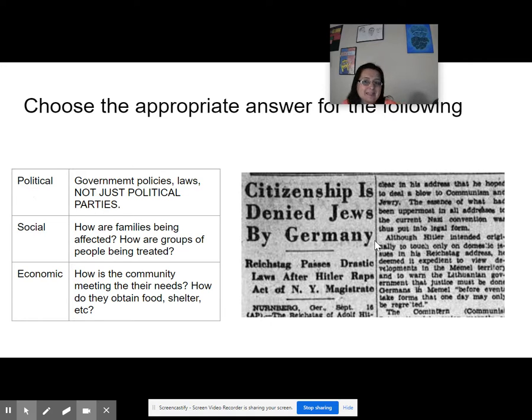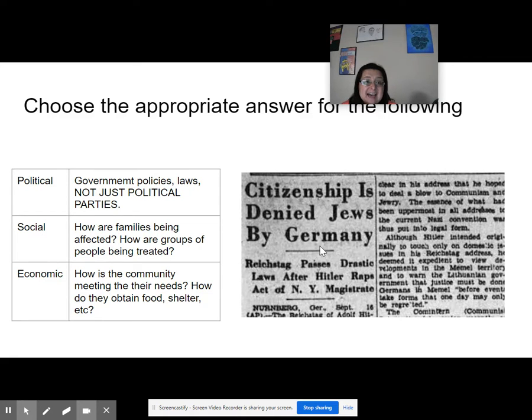Choose the appropriate answer for the following. So looking at this news article, the name of the article is saying citizenship is denied Jews by Germany. So this is saying that Jews cannot be a citizen of Germany, even though they're living there. So in this case, I need you to decide, is this a push factor or is this a pull factor? Think real hard on if this is a negative thing or a positive thing. Answer the question.